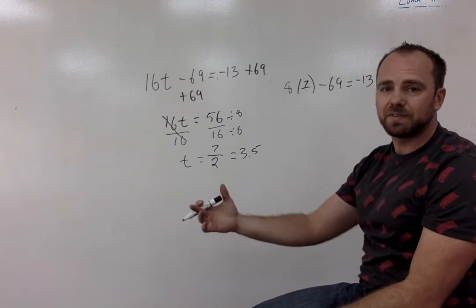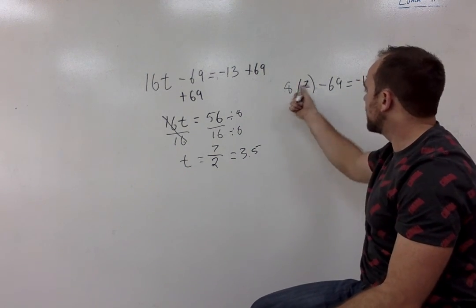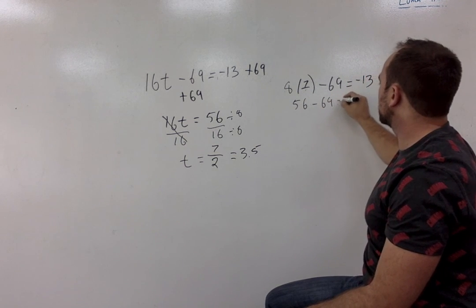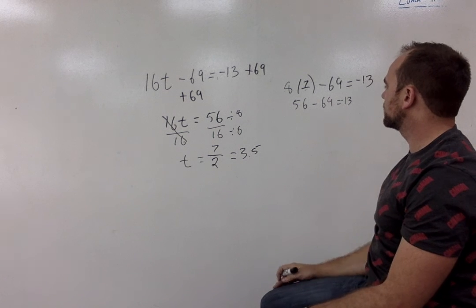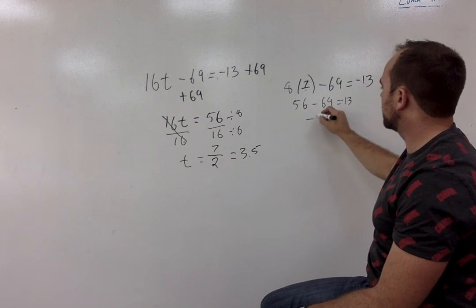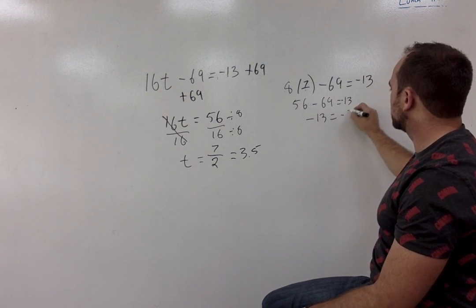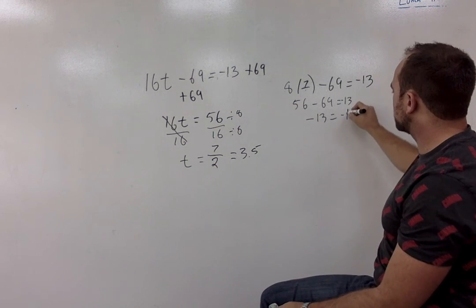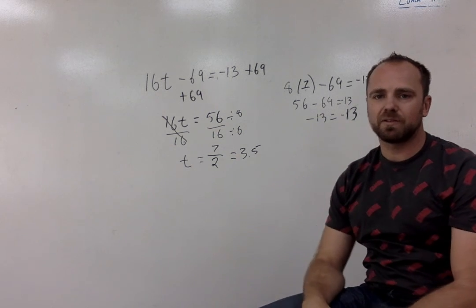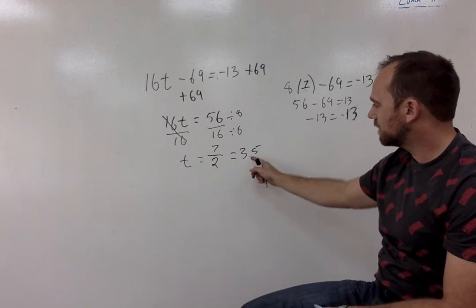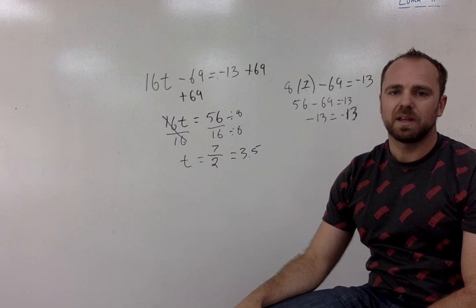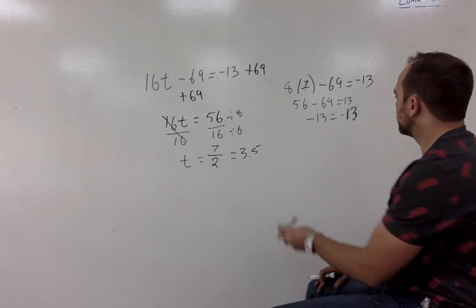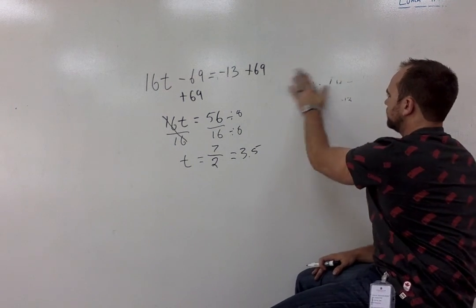That's gone. I did my division. Half of 16 was 8. Now I'm going to multiply it through. So I've got 56 minus 69 equals negative 13. When I subtract these, I get negative 13 equals negative 13. So my answer works out in the situation where I ended up getting t equals 7 over 2. The next example that we're going to talk about.